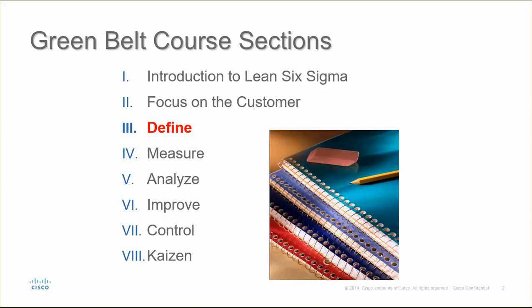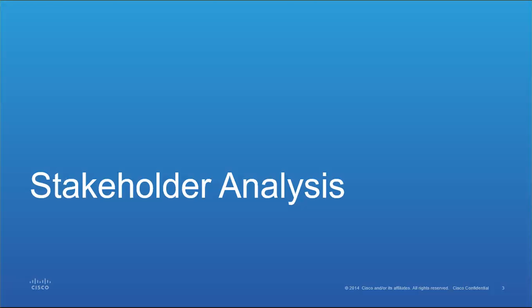This is section 3 of the Greenbelt program. We will continue into the DMAIC step of define by sharing with you some tools to help you with your project stakeholders. Stakeholder analysis should be conducted during the define phase. However, stakeholder management happens throughout the 5 DMAIC phases.